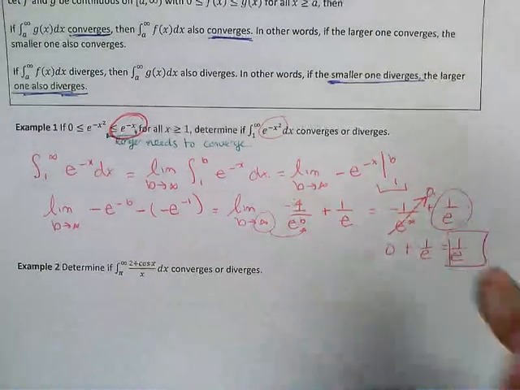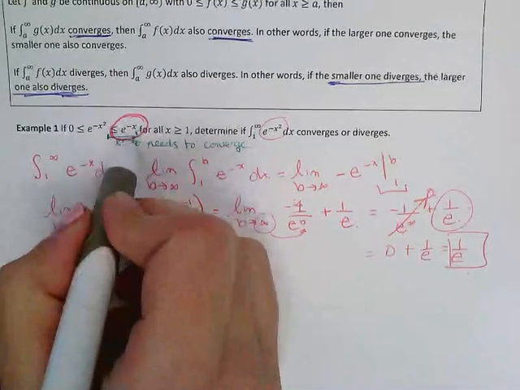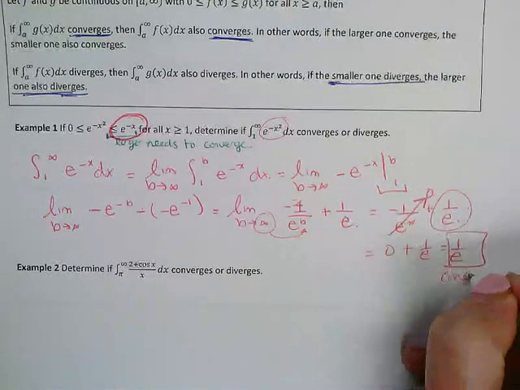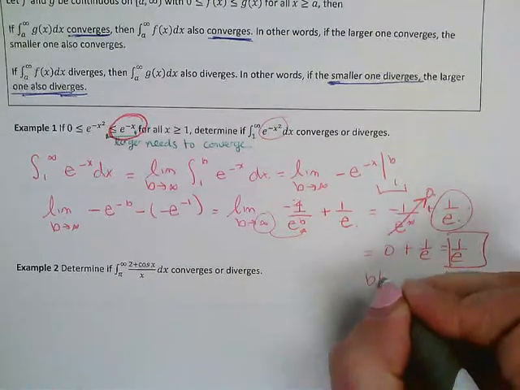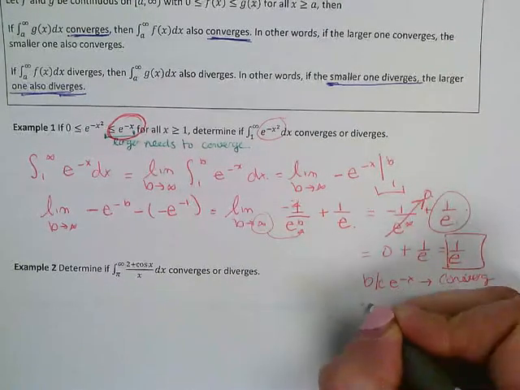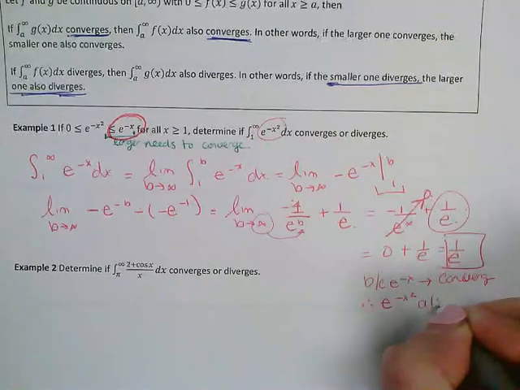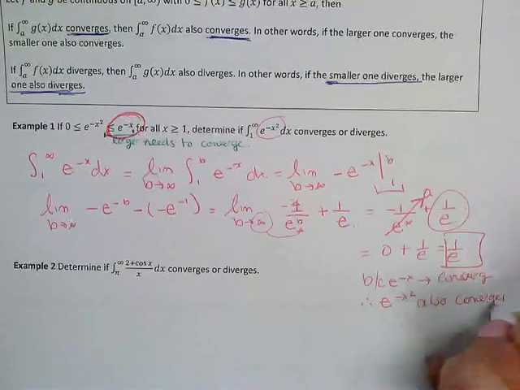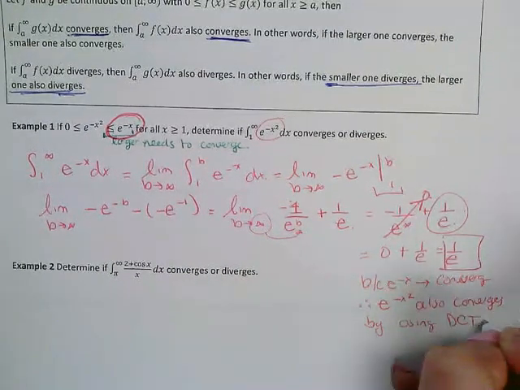So since this one, the larger one, converges, because e to the negative x converges, therefore e to the negative x squared also converges by using DCT.